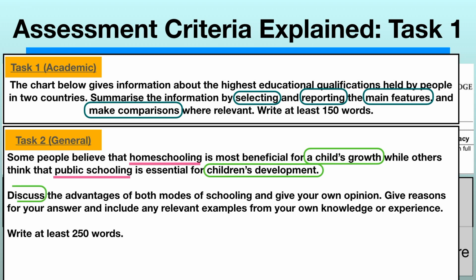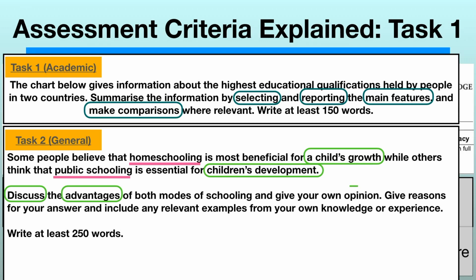Next, we have the word discuss. The word discuss means to talk about something in detail in order to show different ideas. To discuss effectively, you need to write in a tone that is objective and neutral. The purpose here is just to provide an explanation. The next keyword is advantages. If you talk about disadvantages or advantages plus disadvantages, then you're not doing what you're asked to do.